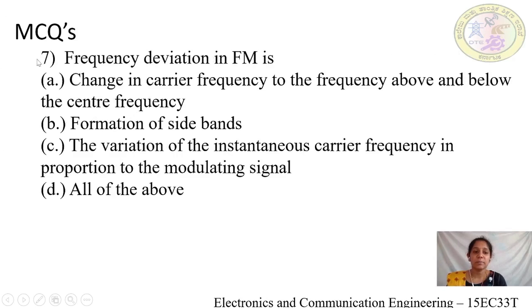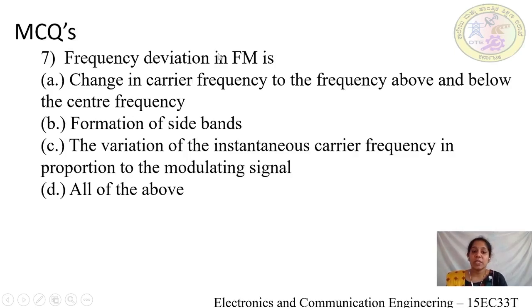Next. Frequency deviation in FM is: option A, change in carrier frequency to the frequency above and below the center frequency; option B, formation of sidebands; option C, the variation of instantaneous carrier frequency in proportion to the modulating signal; option D, all of the above.